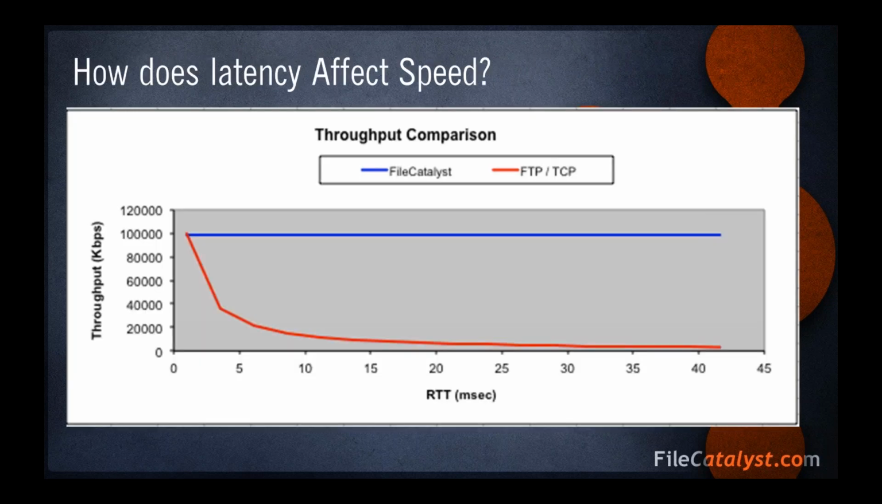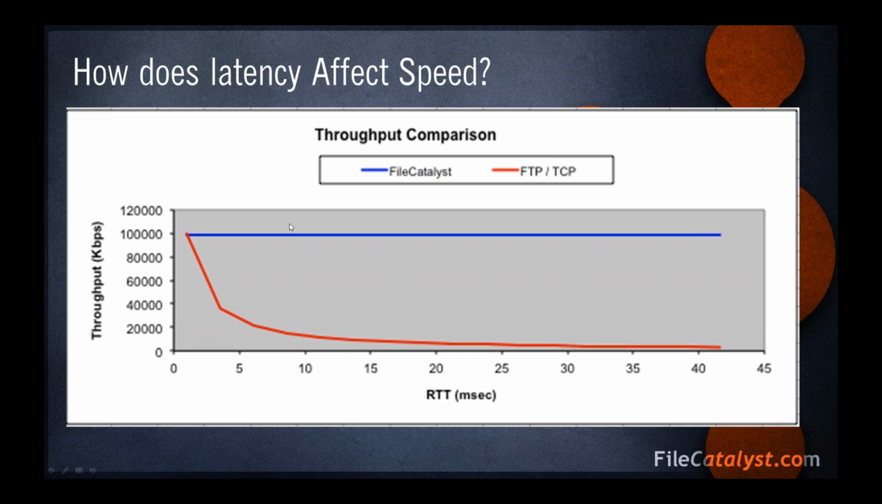So how does latency affect speed? Well, here's an example of a graph that we've built for comparing FTP or any TCP-based protocol to FileCatalyst. So RTT is the round trip time. That's how long it takes for a packet to transfer from one end of the network to the other. And this is the throughput. So as you can see, as the RTT, which is counted in milliseconds, increases, FTP slows down quite quickly. So you can see already, even if you have a latency of 10 milliseconds, you're already seeing quite a big drop off on TCP.